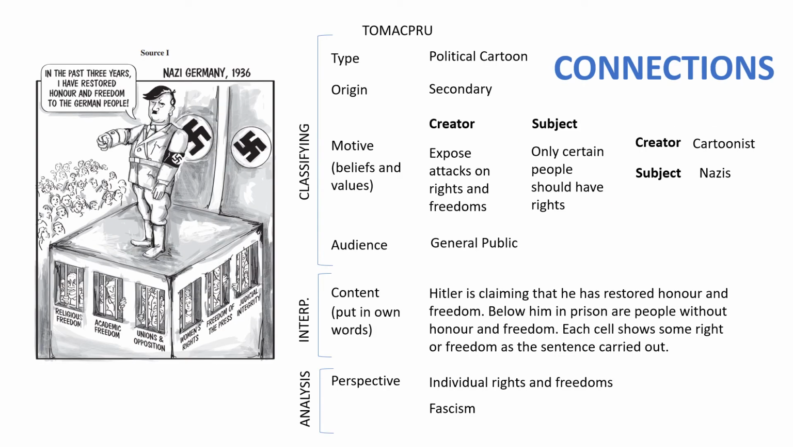Here we see source 1. If we were to walk through the TOMACPRU part, it will give us a really good set of brainstorming and ideas which we can include in our source assignment. Here, the type is a political cartoon. Its origin is secondary. It's a commentary on the Nazi Germany regime and its perspective.